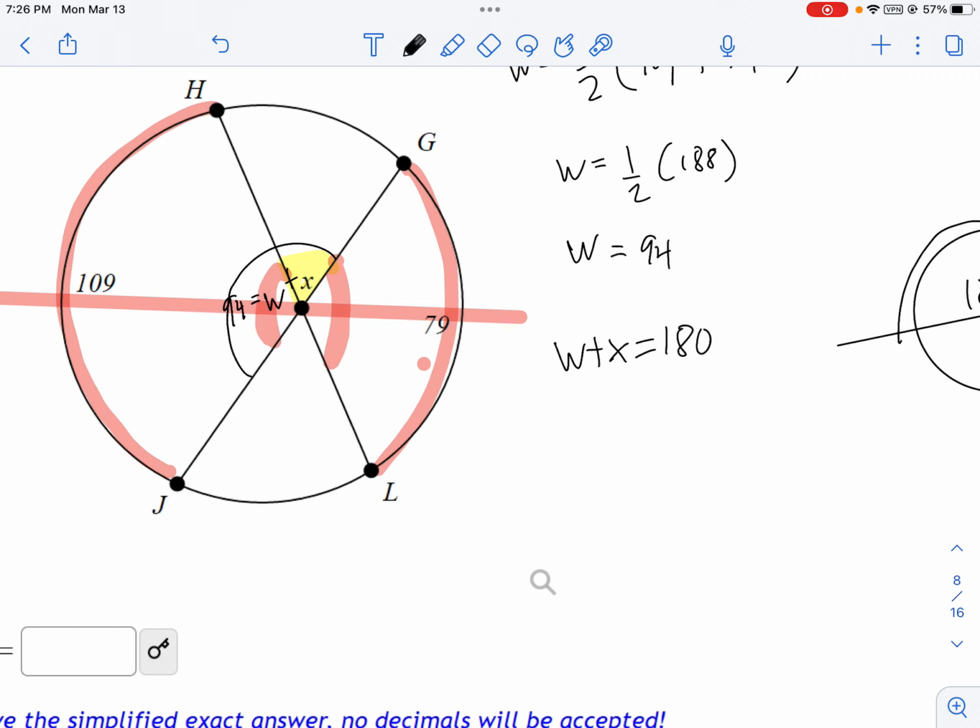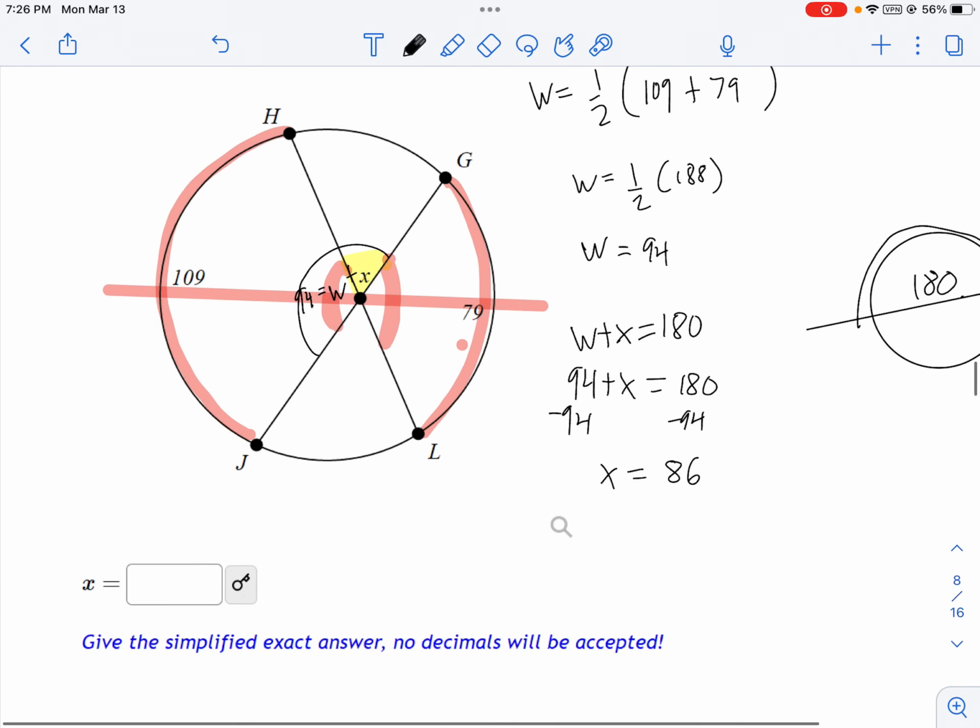And we just found W. W is 94. Add that to X and shapow. We got ourselves an equation. To solve for x, you want to move 94 over, so subtract 94 from both sides, and we get x is 86. And that is it. You are done. You solved for x, and you are good to go.